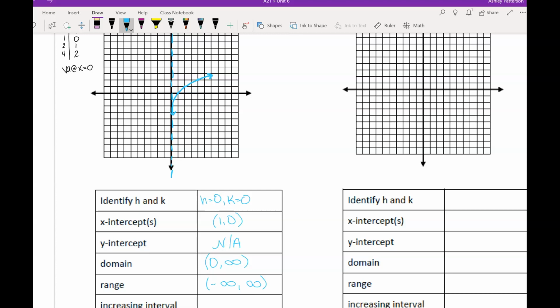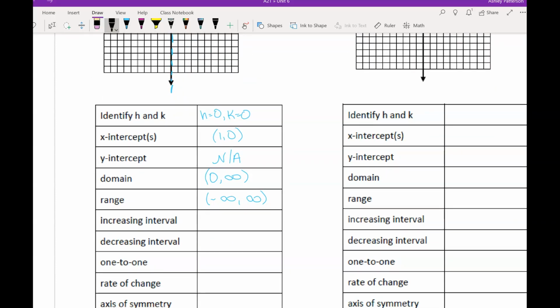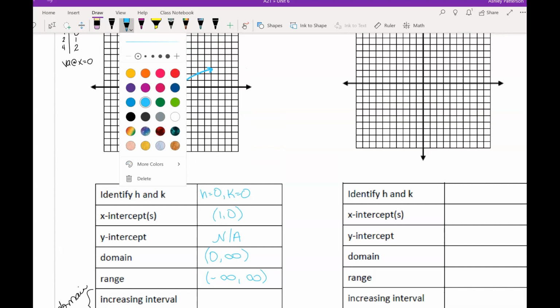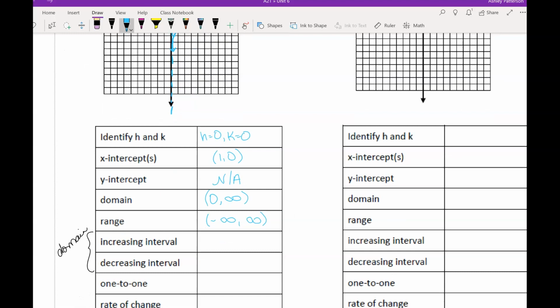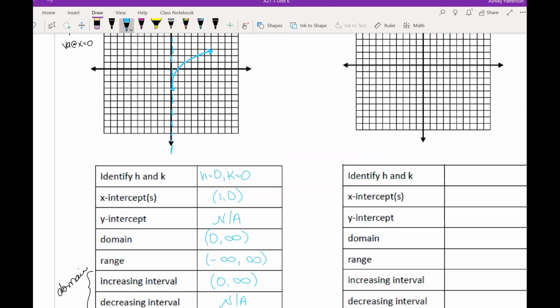Okay, increasing and decreasing intervals. Remember, this is always stated with your domain elements. As x goes from this interval to that interval, where do our y values go? Well, as x goes from 0 to infinity, our y values are increasing, which makes sense because its inverse is exponential growth. So a base of 2 being greater than 1 is going to have increasing intervals as long as there aren't any reflections. Okay, is this 1-to-1? Yes, it most certainly is.